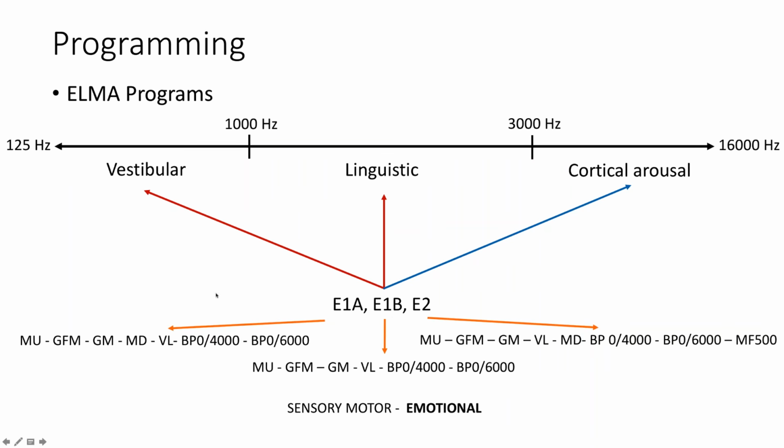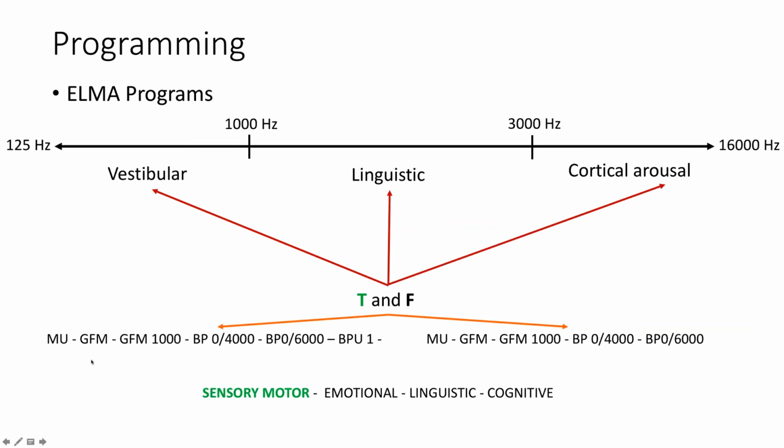So if we take, oops, I jumped a part. Okay, the T and the F program. You know that the T and F work on the three areas: the vestibular, the linguistic, and the cortical arousal areas. Because when we start our programming, we need to work globally on all the frequencies, on the whole spectrum, because we need to stimulate all the frequencies, since we don't know in which areas we have difficulties.